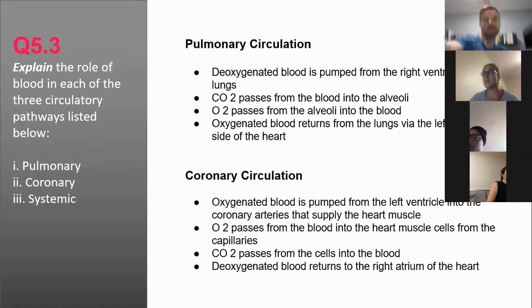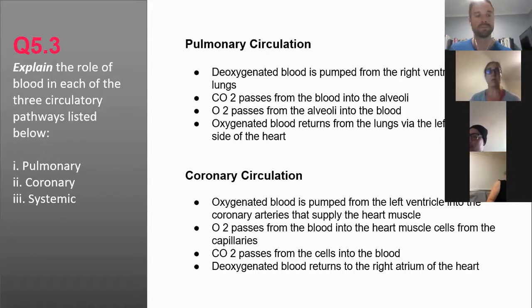So what we do is, coronary circulation is oxygenated blood pumped to the coronary arteries that supply the heart muscle. So we're pumping blood now from the left side of the heart to the top of the heart, where all the coronary arteries are. Coronary meaning heart.